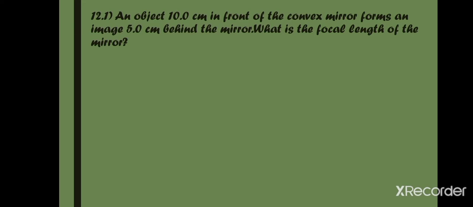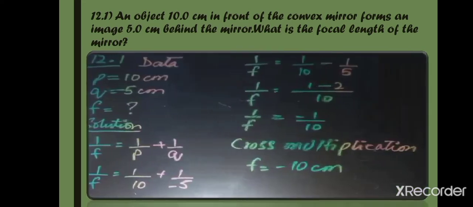Now this is a convex mirror. Keep in mind the sign conventions for mirrors, that F is positive for a concave mirror and F is negative for a convex mirror. Let's start with the data, then I will tell you what you have to use there. Here is the solution. First of all, you have to write the data. P is 10 centimeters, Q is 5 centimeters.